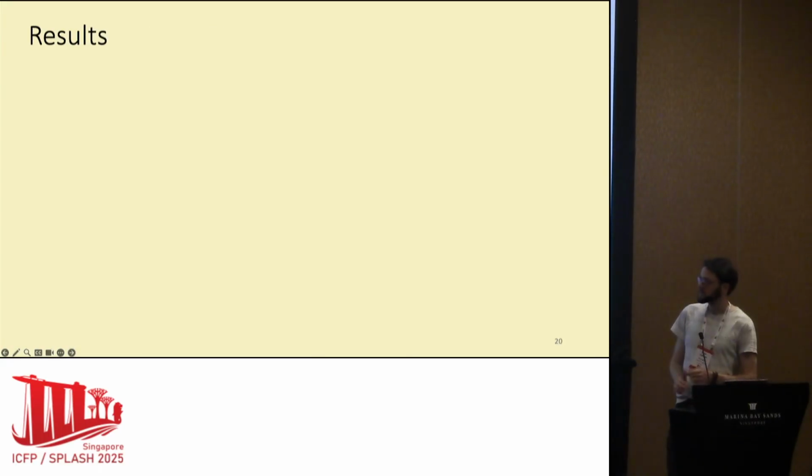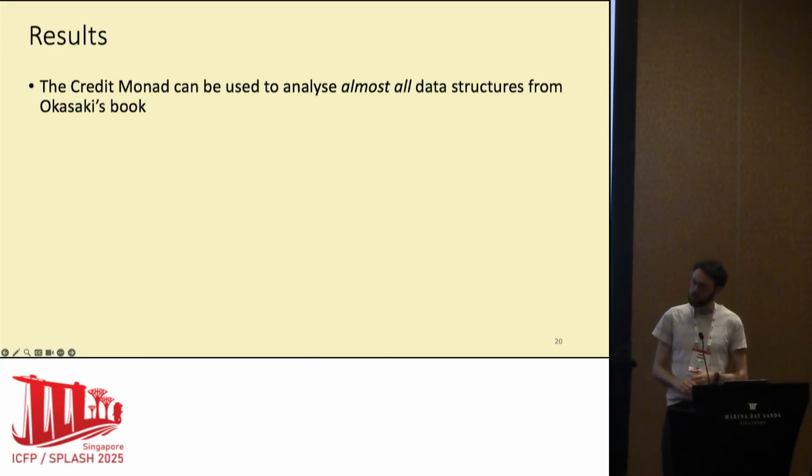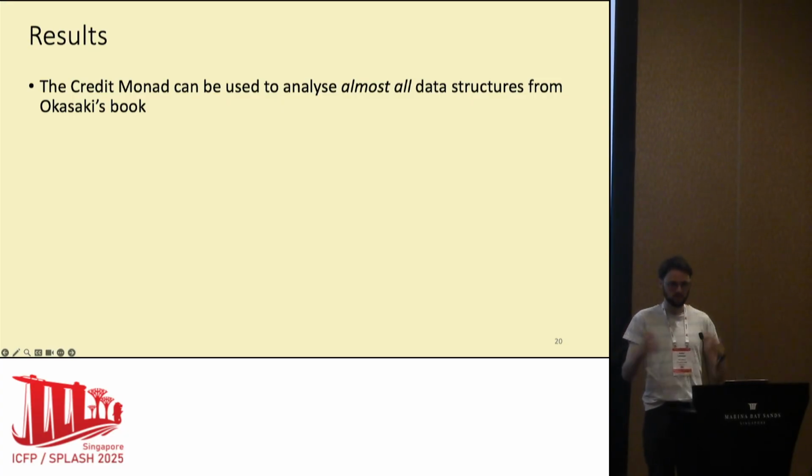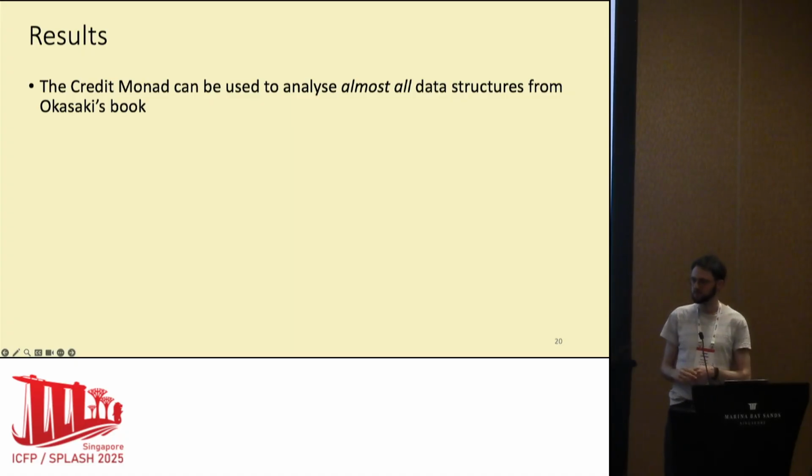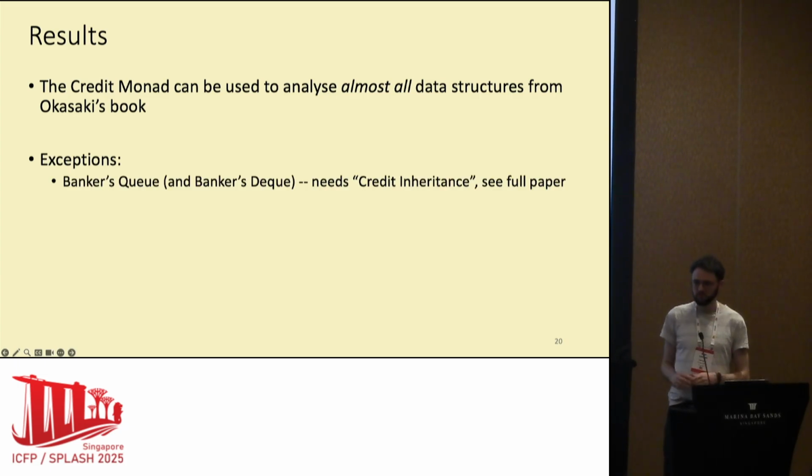The results of this are that you can use this credit monad style to analyze almost all data structures of Okasaki's book. I went through Okasaki's book and implemented all of these data structures in my Haskell DSL, and the credit monad was good enough for almost all of them. There are 3 exceptions. One is the banker's queue, which is one of the first examples Okasaki presents, but is quite tricky to analyze. For this, I have a more advanced principle that I call credit inheritance, which you can find in the full paper.